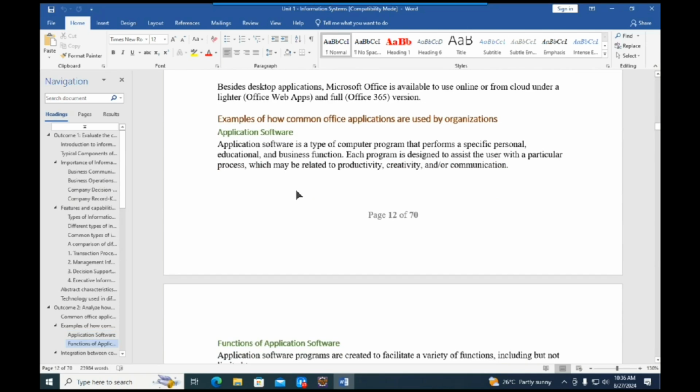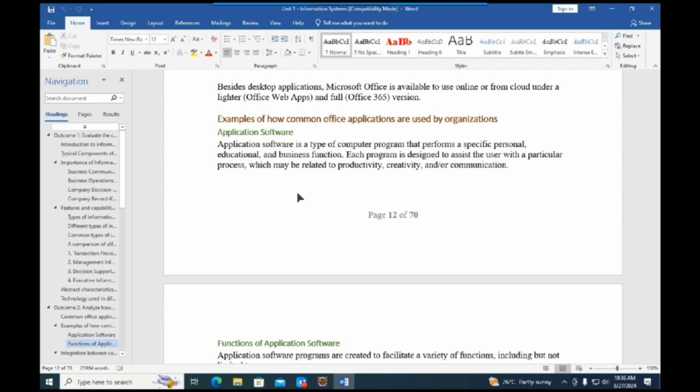Now, let's look at examples of common office applications that are used by organizations. But before we go to that, let's understand that we are talking about software. There are two main categories of software: application software and system software. System software is software that controls the operation of a system. For example, an operating system is system software, because without the operating system, you cannot use a computer system. Examples include Windows, Mac, Linux, and many other operating systems. Even Android is an operating system.